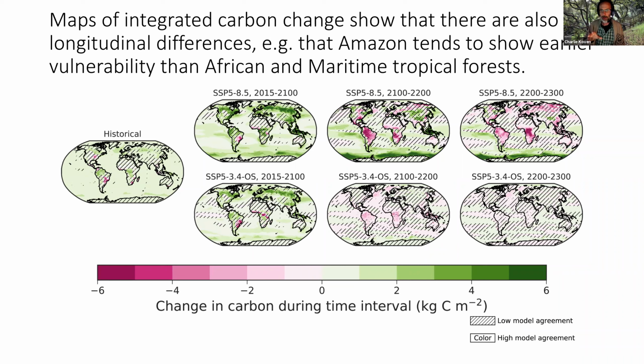In the overshoot scenario, again, you see uptake in the high latitudes, and then this kind of weak reversal of the tropical forest sink that's been governing things historically and in the near future. It reverses under net negative CO2 emissions as the tropical forest outgasses carbon in response to declining CO2 fertilization. And again, particularly strongly in the Amazon, where there is actual model agreement on that.